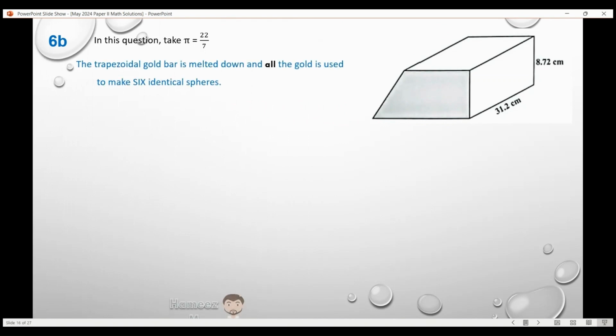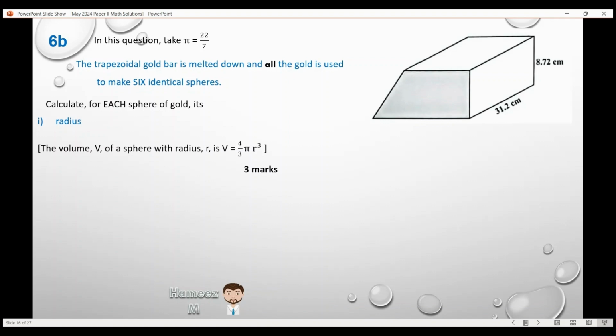The trapezoidal gold bar is melted down and all the gold is used to make 6 identical spheres. Calculate for each sphere of gold its radius. And the volume of a sphere is given as 4/3 pi r cubed. So if we consider the volume, let's write the formula, it is equal to 4/3 pi r cubed. What is the volume of a sphere? The volume of the entire thing was 2,886 centimeter cube, and that was for 6 spheres. We want to find for one sphere, so we have to divide by 6.